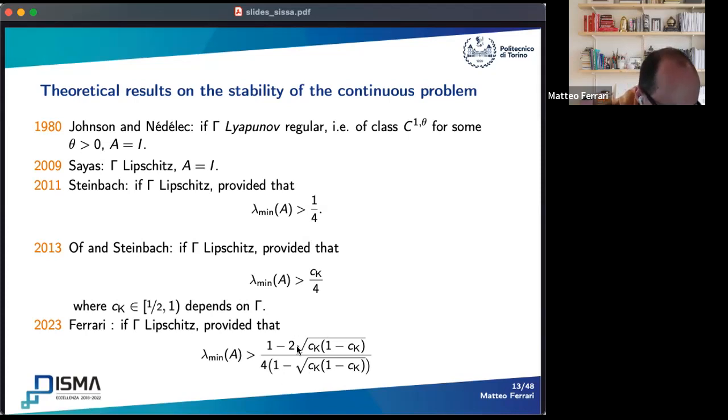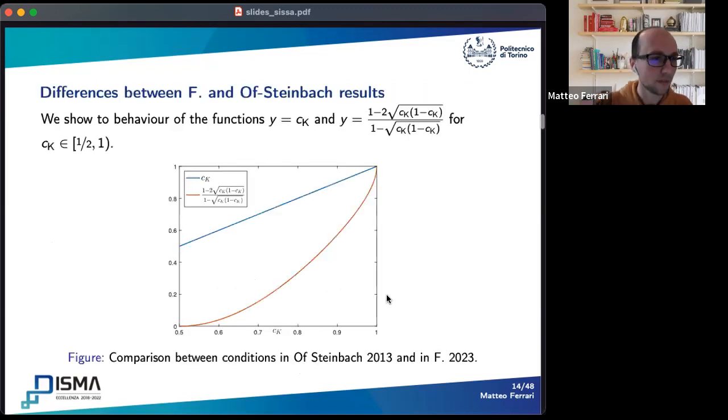Now, a lot of things are not clear. For example, it's not clear that this quantity is really smaller than this. I have a graph here. We compare the function y equals c_K and this strange new function. And we see that for all c_K between 1/2 and 1, because c_K, which I will specify later, is a constant between 1/2 and 1, for all these values, this orange curve is below this blue one. So this is really an improvement.